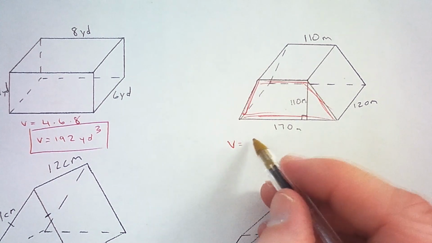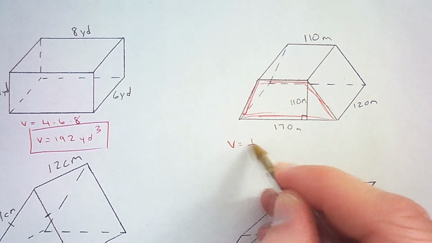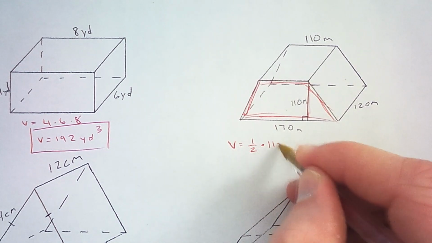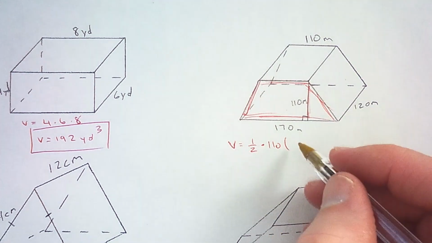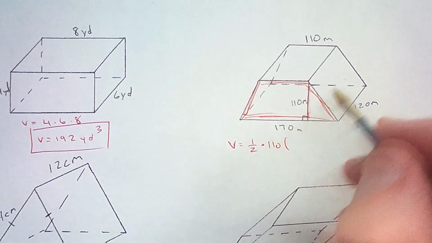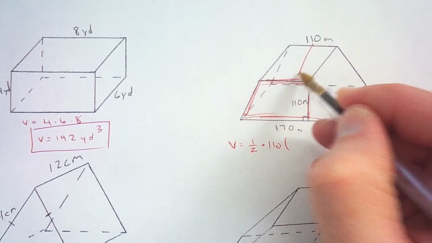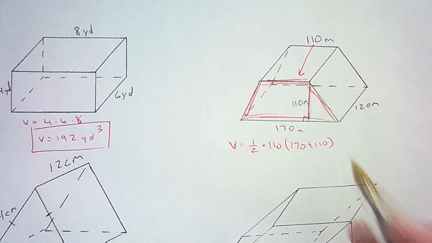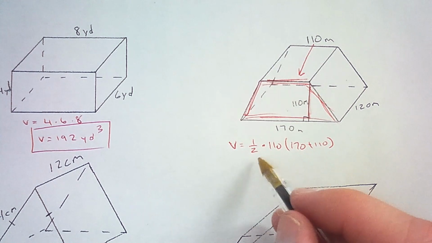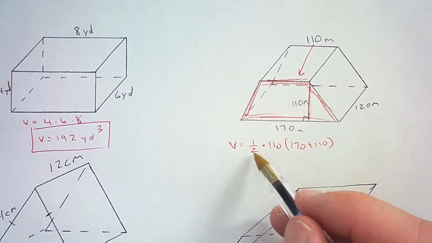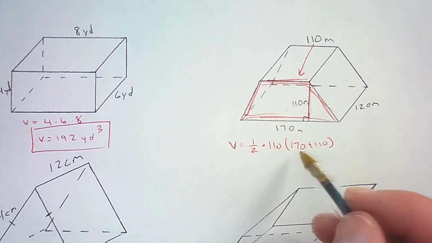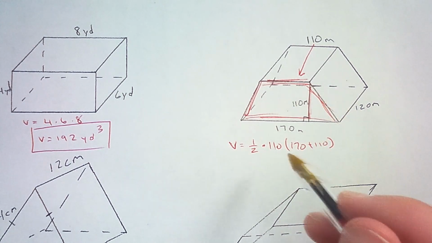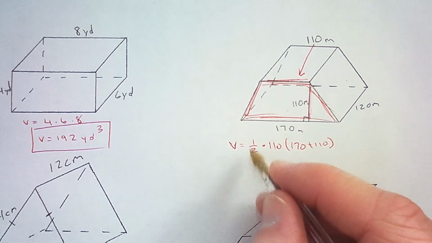So the volume is area of the trapezoid. That's half times the height of the trapezoid, which is 110, times the sum of the bases of the trapezoid. That's 170 plus 110. Okay, so that's how you find the area of the trapezoid. Really what that's doing is the height times the half times the sum of the bases, which is the average of the bases. So it's the height times the average of the bases.